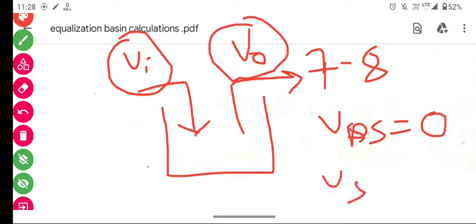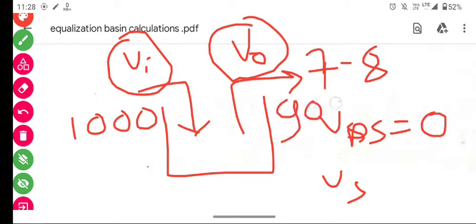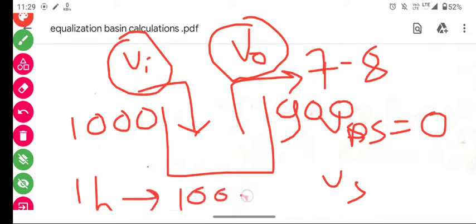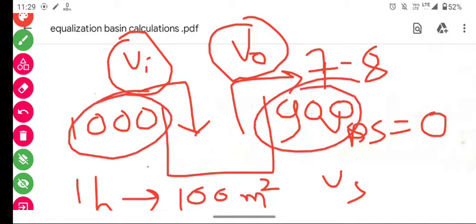For example, V inflow is 1000 m³ and V outflow, let's say, 900 m³. So for 1 hour there will be 100 m³ of water storage, because 1000 is coming, 900 is leaving, so 100 will remain. This way we have to calculate how much water is being stored for each hour.